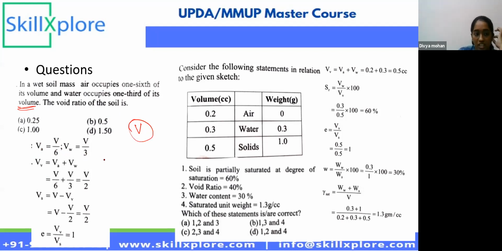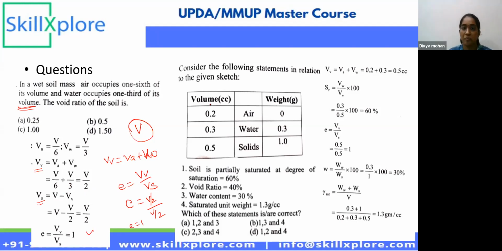We know that VV is nothing but VA plus VW. Substituting, V by 6 plus V by 3 is equal to V by 2. So we know VV, and we know VS. e is VV by VS. While substituting this, e is equal to (V by 2) by (V by 2), so e is equal to 1. It's a very simple problem, and we can expect this type of problem in the exams also.